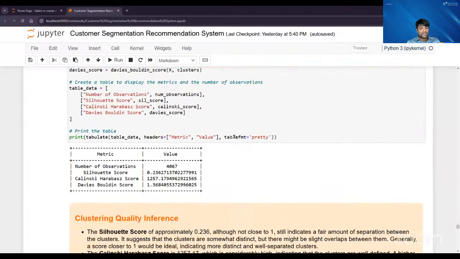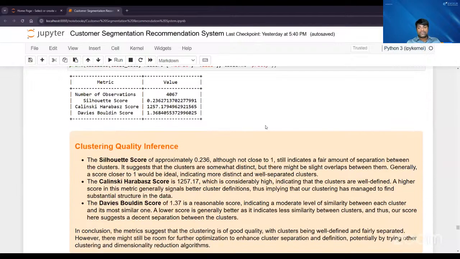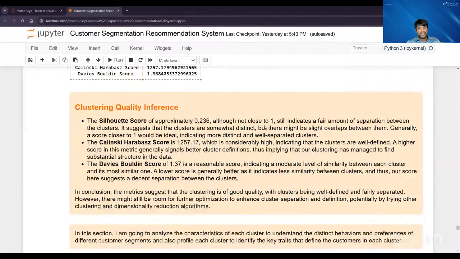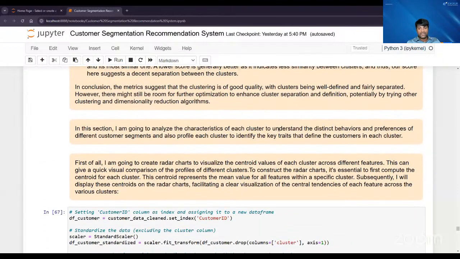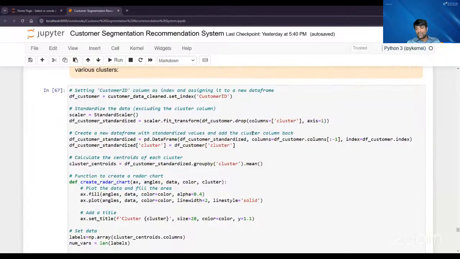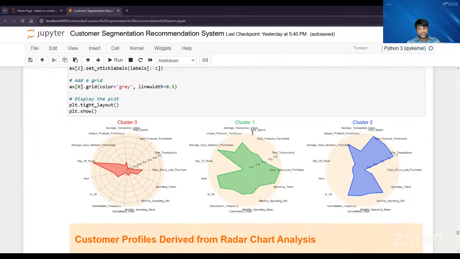So this is how the metrics can be evaluated. Just go through this Silhouette and clustering inference, what I've just mentioned, and you can come to me if you have any doubt in this particular project. This is how the clustering can also be done.